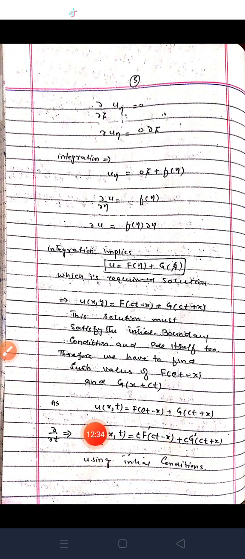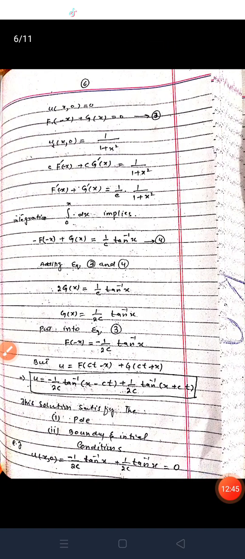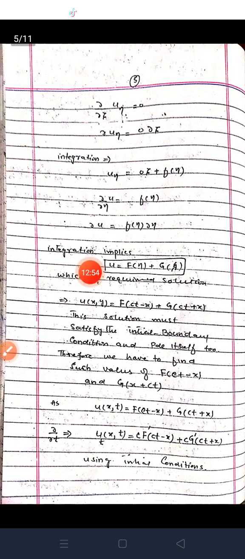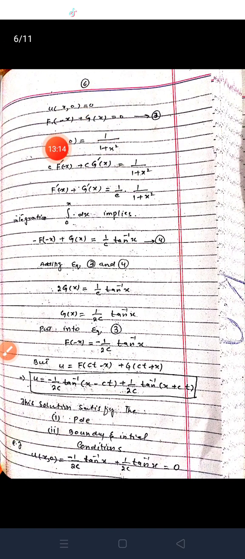Now u(x,t) is equal to this number. Now taking derivative with respect to t, we get these values, and now using the initial condition, putting t equal to 0, then u_t(x,0) is equal to 0. Putting this value into our equation of u, when t is equal to 0, we get u(x,0) is equal to f(-x) + g(x). But u(x,0) was equal to 0 according to our initial condition, therefore this number is equal to 0.